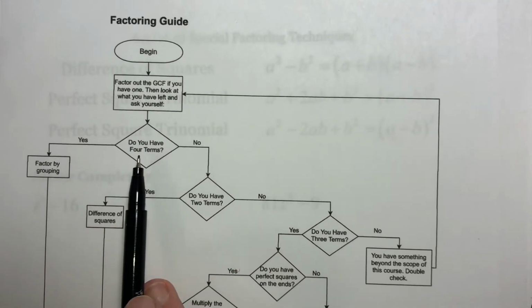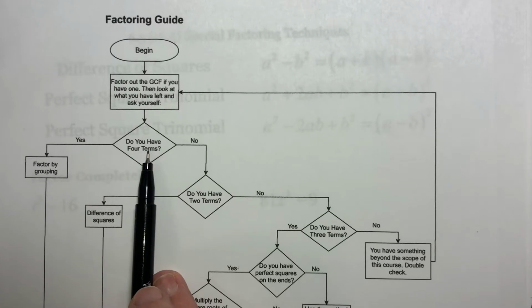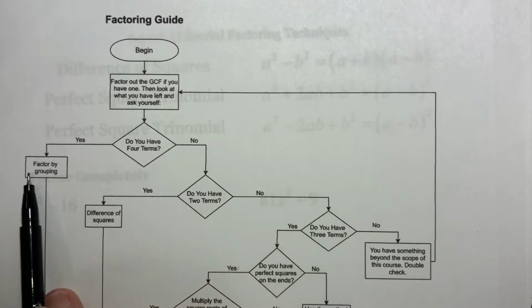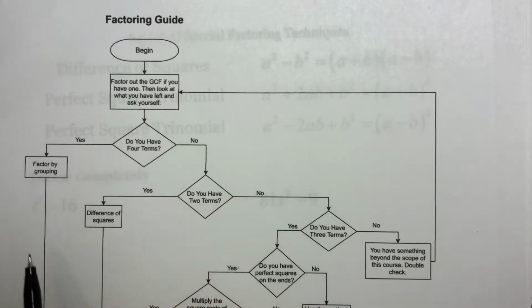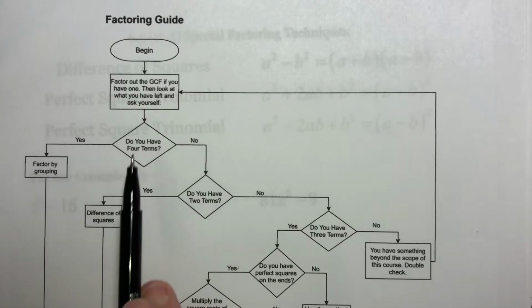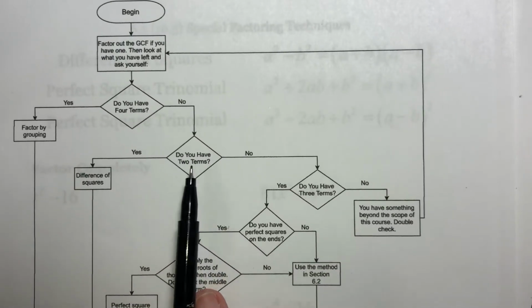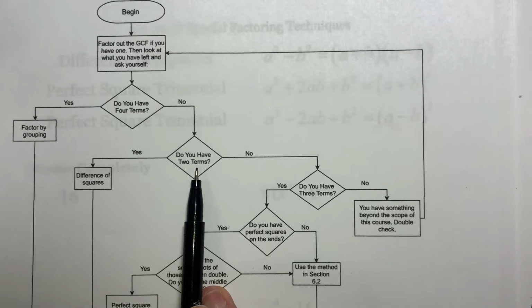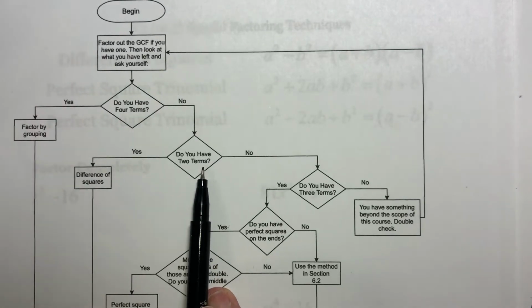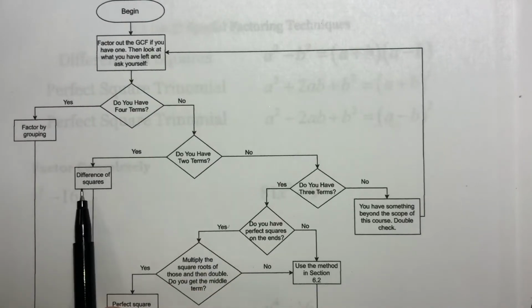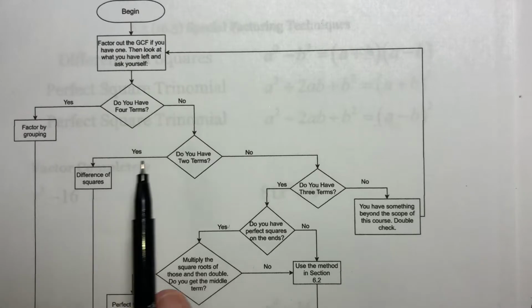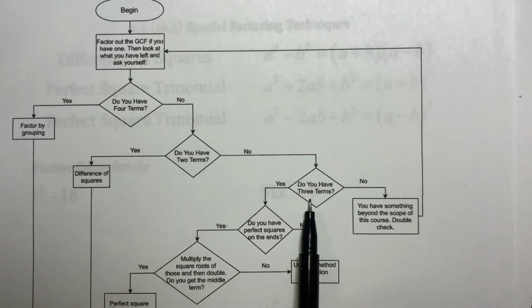And then we ask ourselves if we have four terms. We're not going to have four terms here. We have this when we do factoring by grouping, which we also learned in the same section as the GCF. Since we don't have four terms, we're going to come down and look to see if we have two terms. Now, we are going to be dealing with this today, so we're going to be talking about a difference of squares. And if we don't, we're going to ask ourselves if we have three terms.